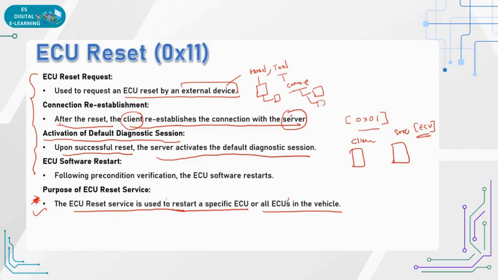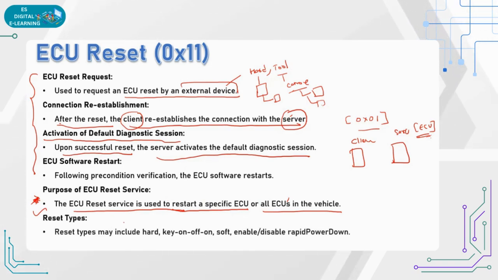Okay. So what are the other options we have? The types of reset. So we have the hard reset, the key off on, and soft, enable and disable, and the rapid power down, power down. So these are the reset types. These reset types are formed as sub functions in our diagnostics.